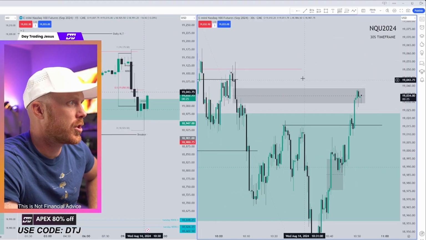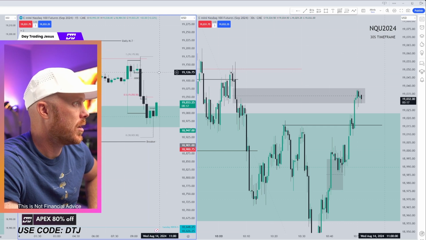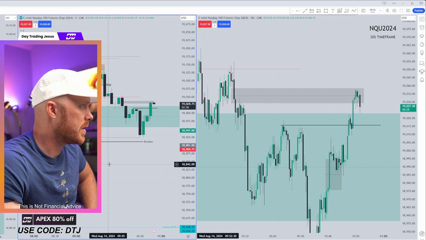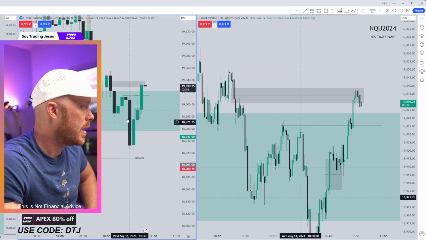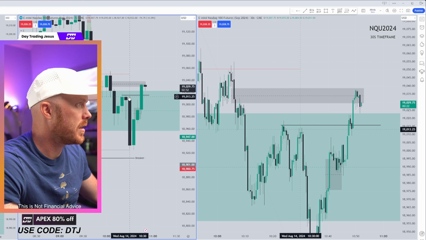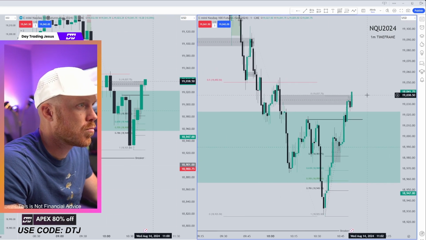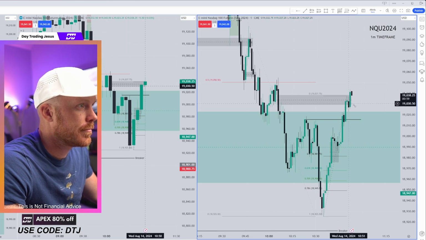Right now, what we're going to target is this 50% retracement of the range that we've ran. You can see it on the higher time frame. Let's look at this at the 5 minute. All right, so we did get a change in state of delivery on the 5 minute. See if we can take this.